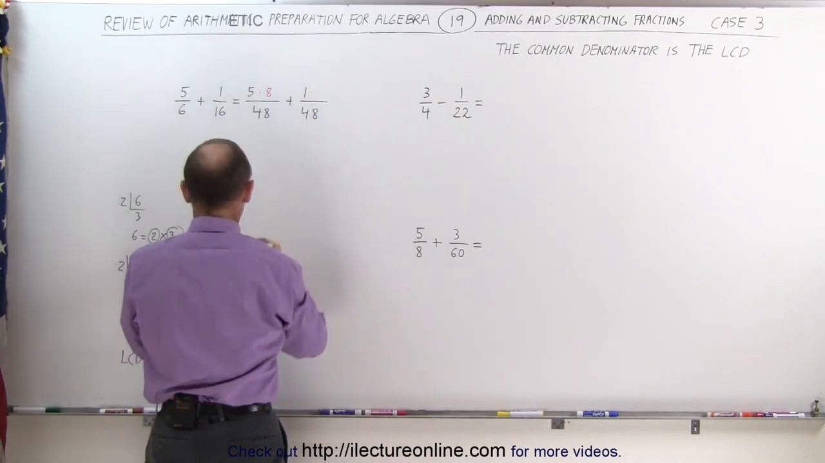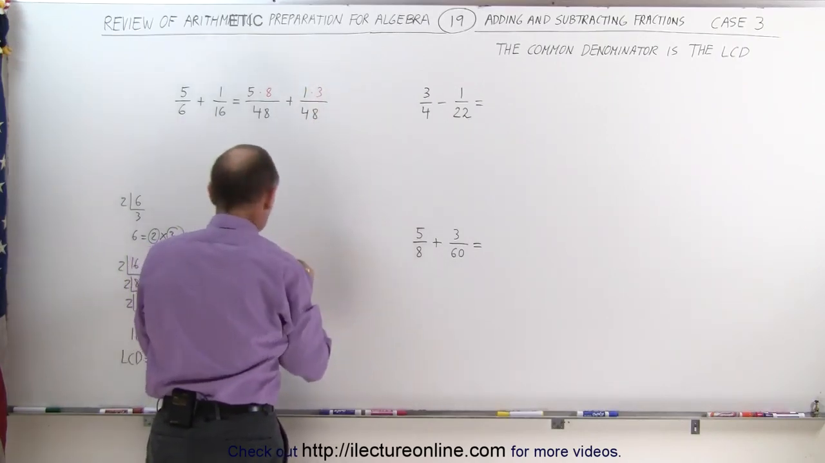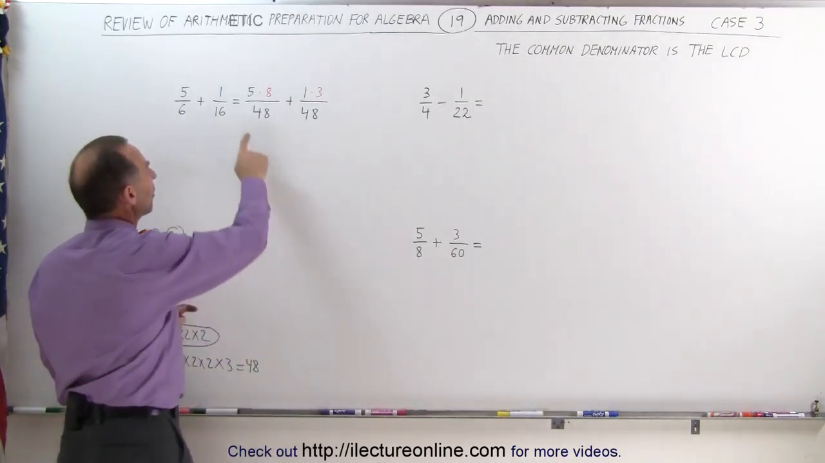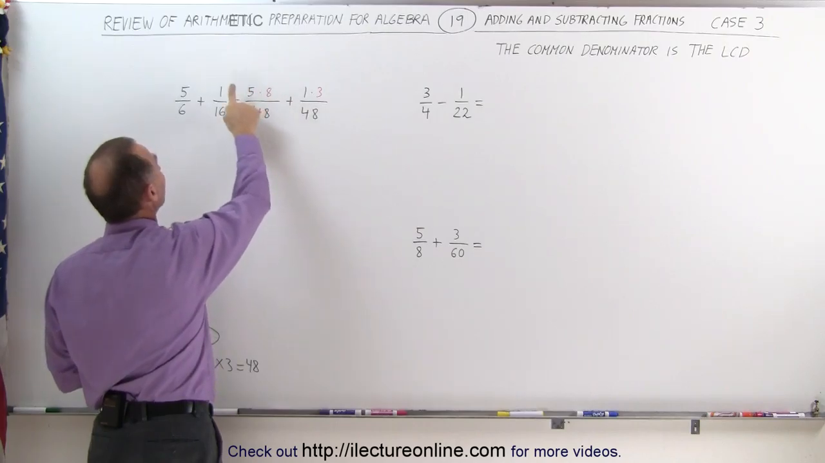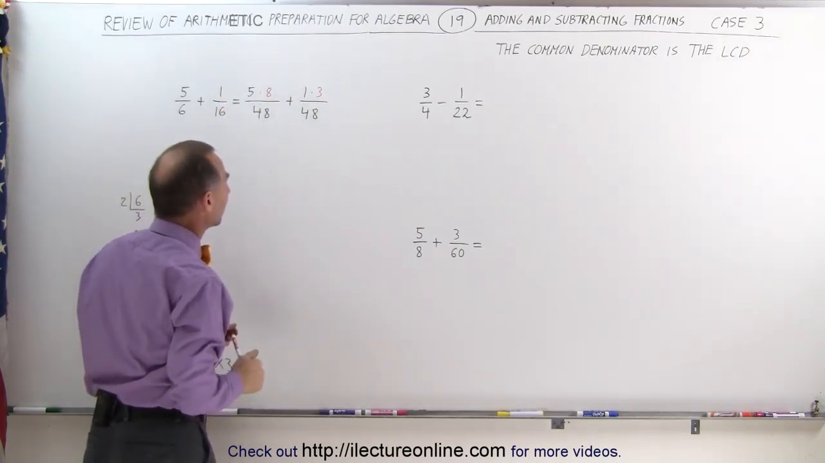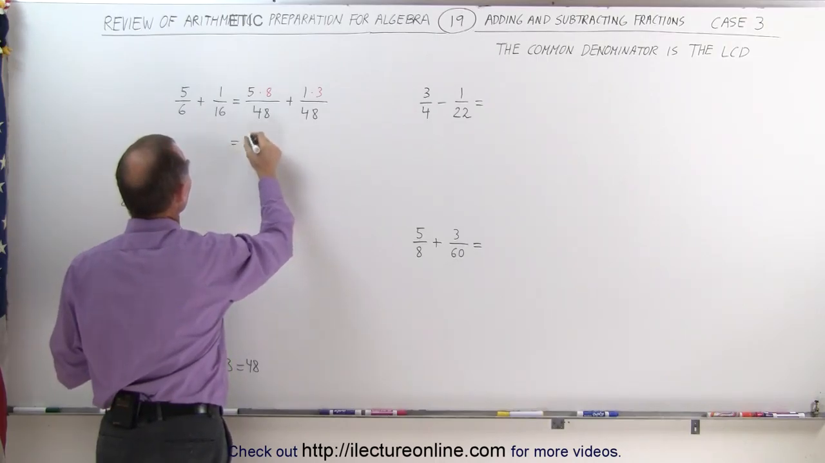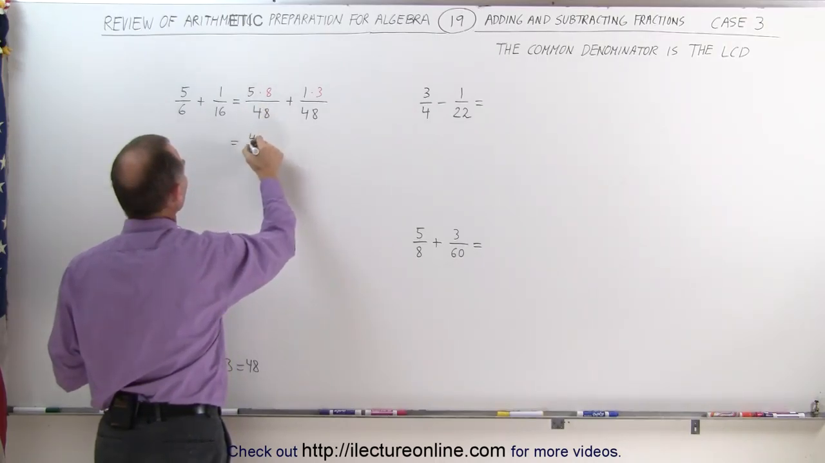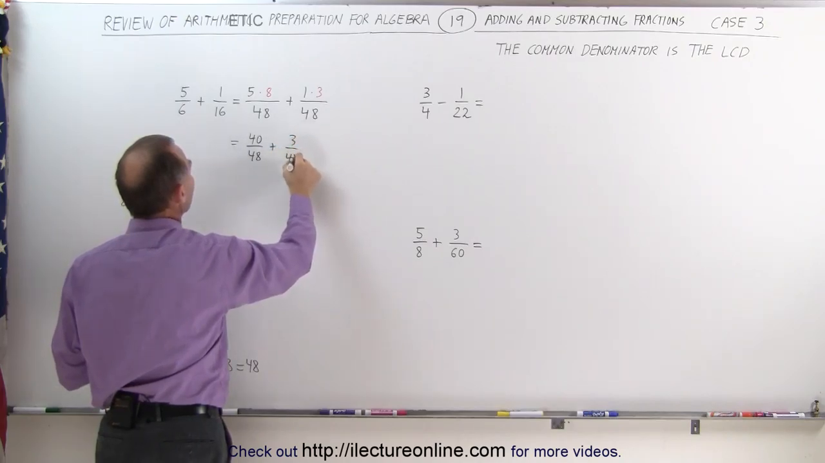I multiply 6 times 8 to get 48. I must also multiply 5 times 8 to get 48. Now, how many times does 16 go into 48? 3 times. That means I have to take that numerator and also multiply that times 3, the number of times that 16 goes into 48. Since I had to multiply 16 times 3 to get 48, I must also multiply the numerator by 3.